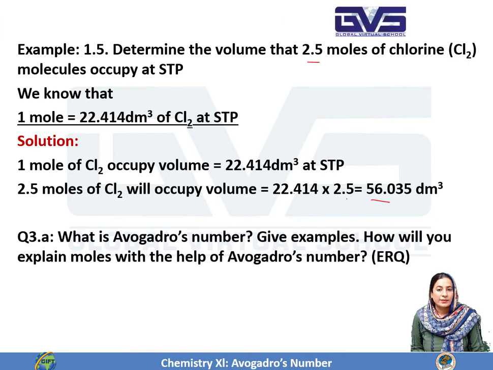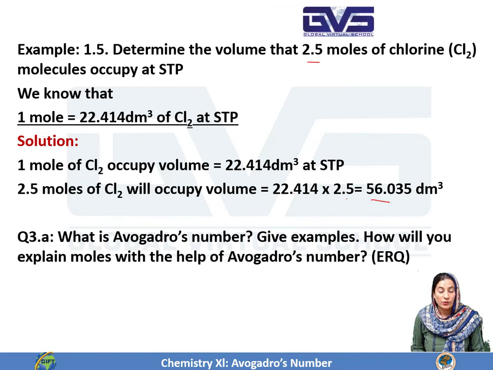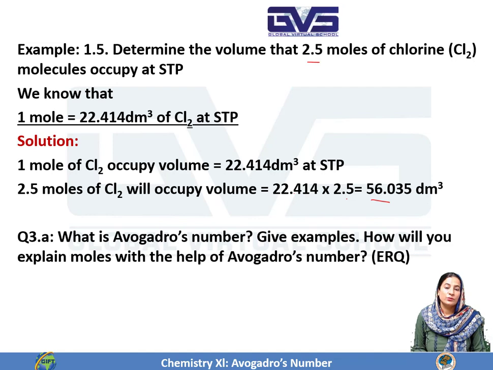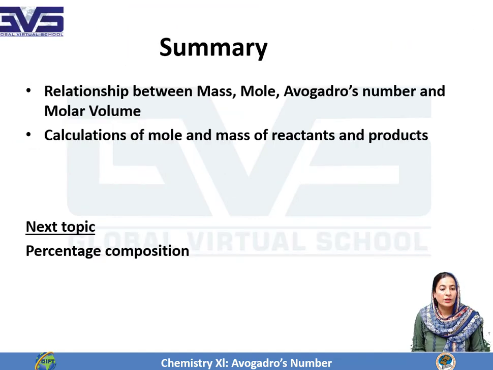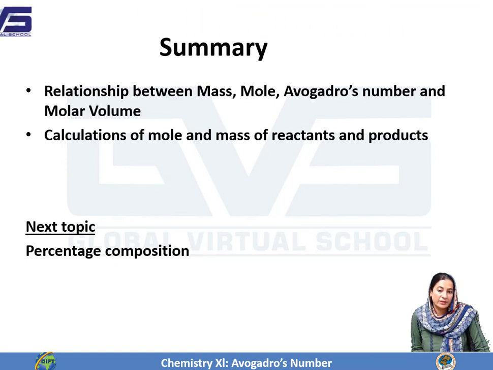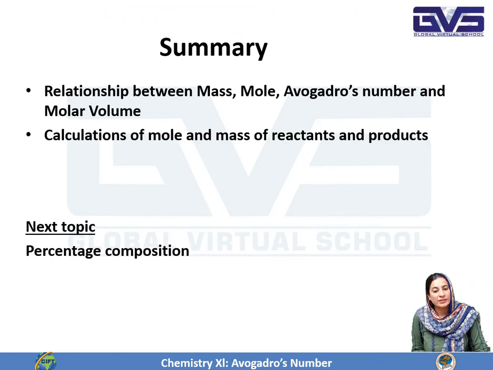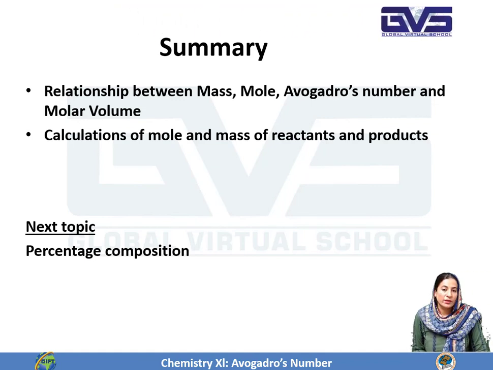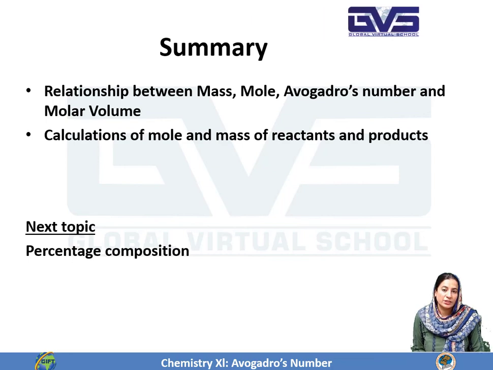Question 3 is an extended response question. What is Avogadro's number? You have to define Avogadro's number, give its equation, give its example, and also give the relationship between mass, mole, and Avogadro's number. So this was all about Avogadro's number. It's related to mass, mole and molar volume, and we have also calculated mass, mole, their mole ratios, and the number of particles. So hopefully this is now clear to you. Our next topic is percentage composition.